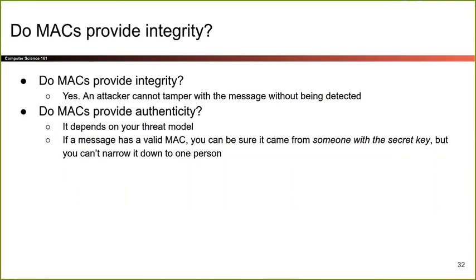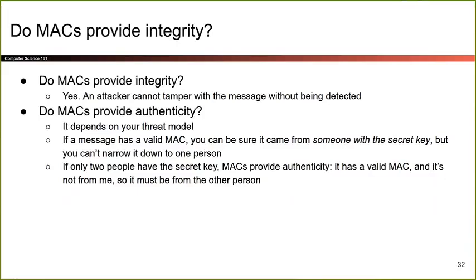You can be sure that it came from somebody that had the secret key, but you can't narrow it down to exactly who. But if only 2 people have the secret key, so if only Alice and Bob have it, then you can say MACs do provide authenticity because, well, only 2 people in the world have this key. I received the message. It's not from me because I didn't write this, so it has to be from the other person. So if only 2 people have the key and they're talking to each other, then MACs do provide authenticity because it came from somebody with the key. There are only 2 people in the world with the key. It's not me, so it's got to be the other person.